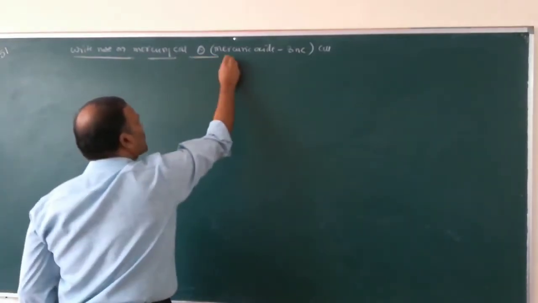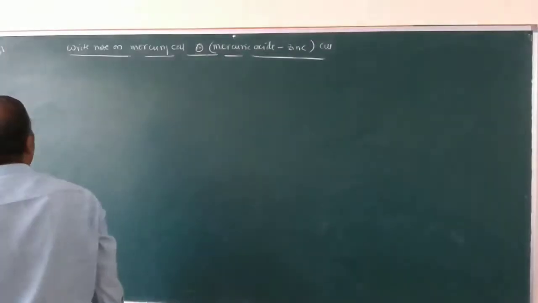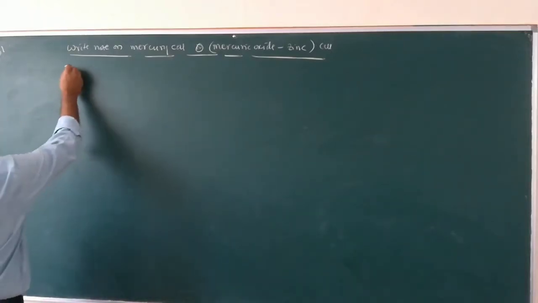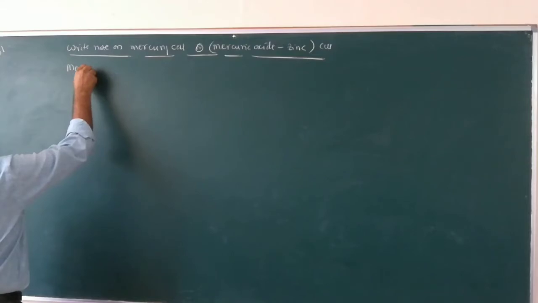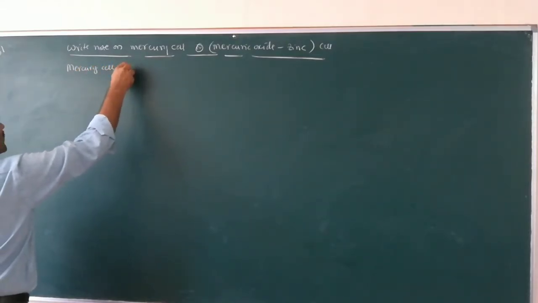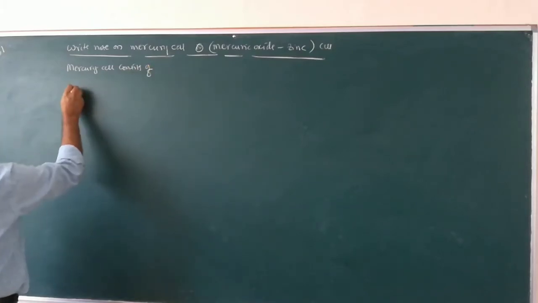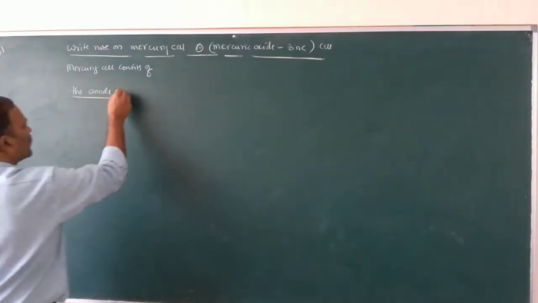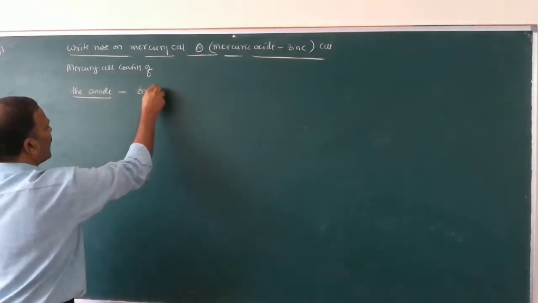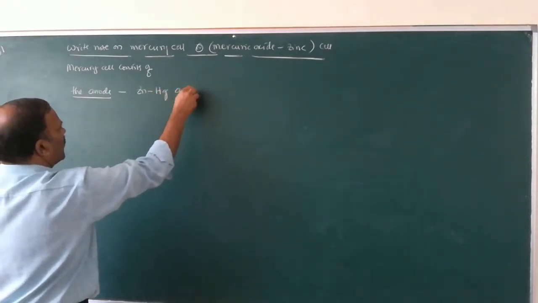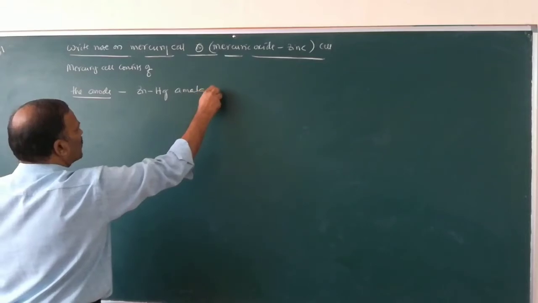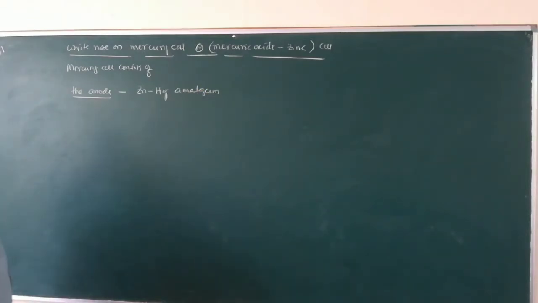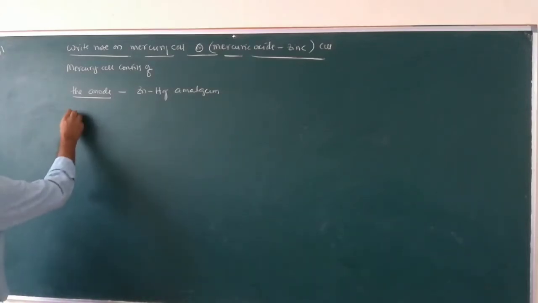So mercury cell, as I have told you, is a primary cell. Write down, mercury cell consists of number 1, the anode: zinc-mercury amalgam. Zinc-Hg means mercury amalgam. Paste of zinc and mercury is called zinc mercury amalgam.